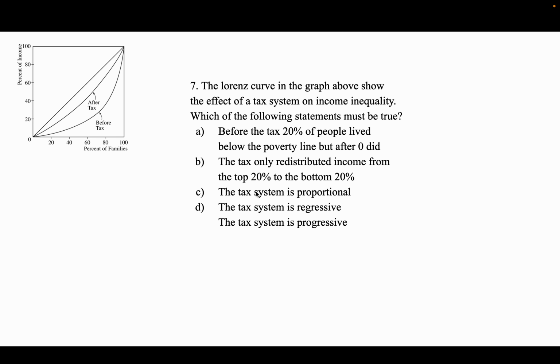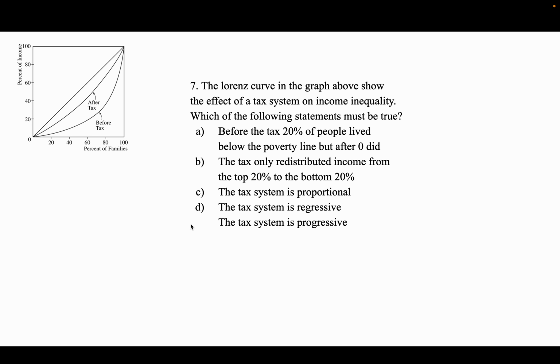D is incorrect. A regressive tax system is where the people in poverty have a higher tax burden than the ultra wealthy. So the wealthy people will pay very little. People in poverty will pay a lot. If that was the case, then inequality would rise because people in poverty would have less money. So it can't be D.